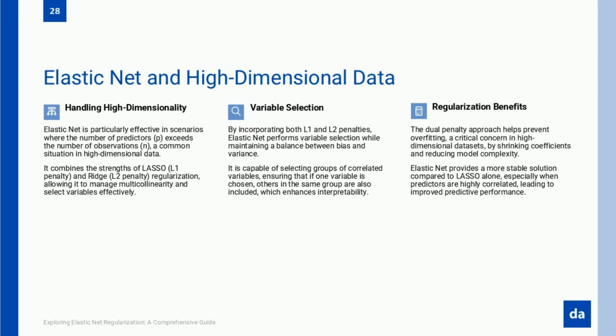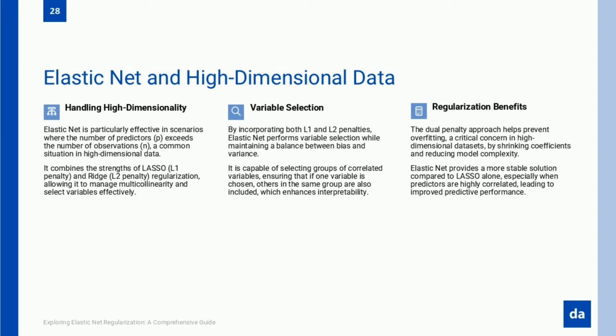When working with data sets where the number of features is larger than the number of observations, traditional regression models break down. This is a common problem in genomics, finance, and text analysis, where datasets can have thousands or even millions of predictors, but only a limited number of samples. In these cases, overfitting is almost guaranteed, unless we use a method designed to handle high-dimensional data.